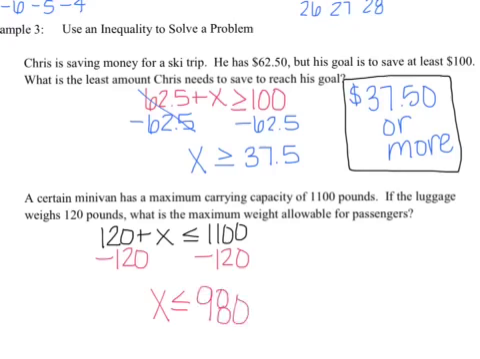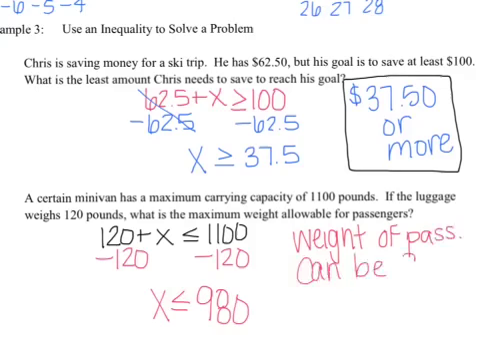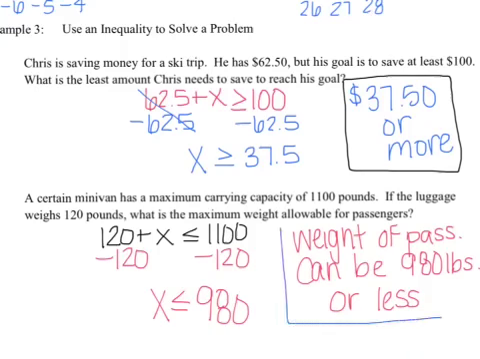So that means the total weight of the passengers can be 980 pounds, lbs, or less. Because x can be less than or equal to that 980. It can't be more than that, though. And it can't just be 980. It could be 900, as long as it is something less than or equal to 980.